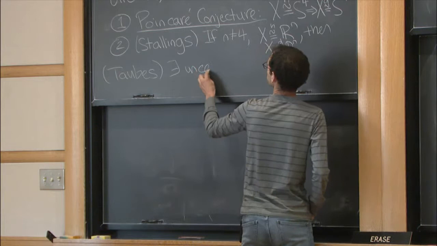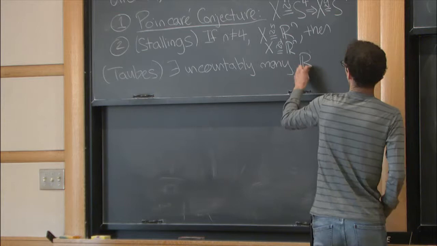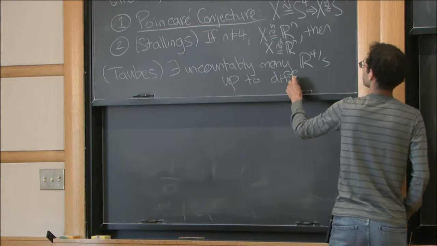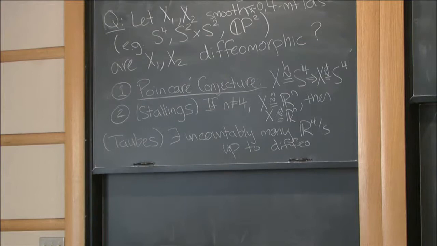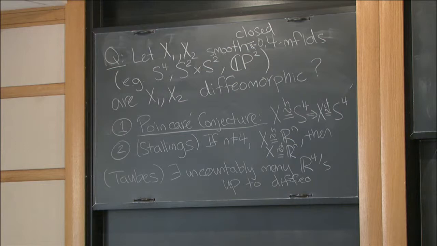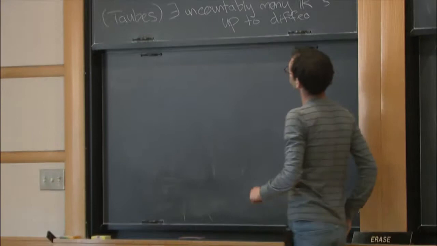There exist uncountably many R4s up to diffeomorphism, what we call exotic R4s. So there are uncountably many topological spaces that are homeomorphic to R4, and they exhibit a smooth structure, but they're not diffeomorphic to R4. So there's a lot of really interesting things going on in dimension four. Okay, so maybe that's why we'd like to study this question.